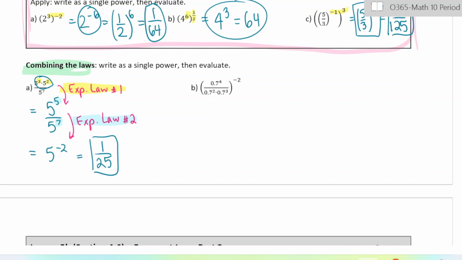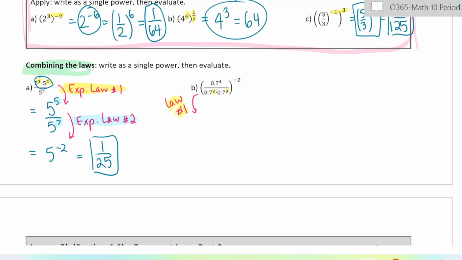Okay, next one. What I always tell students is you want to work inside the brackets first. Don't worry about that negative 2 sitting out there until the very end. Inside the brackets first, like follow BEDMAS, do brackets first. So in this bracket here, I can see that there are two powers being multiplied. So I'm going to use exponent law number 1 first and combine those two.